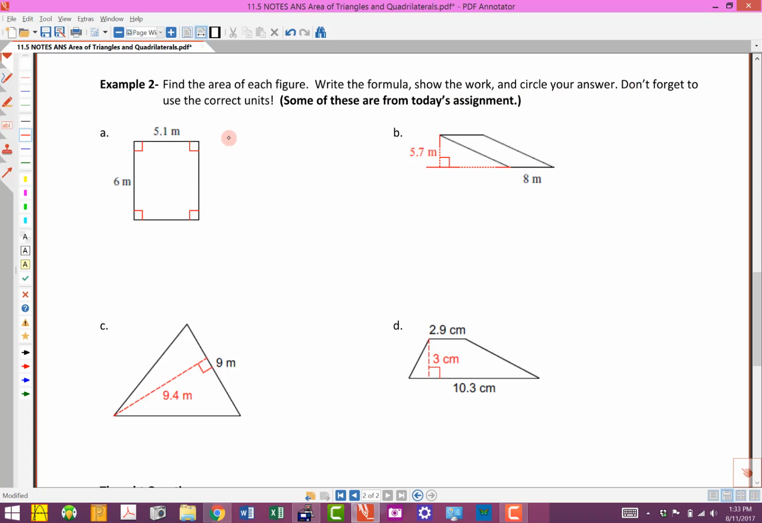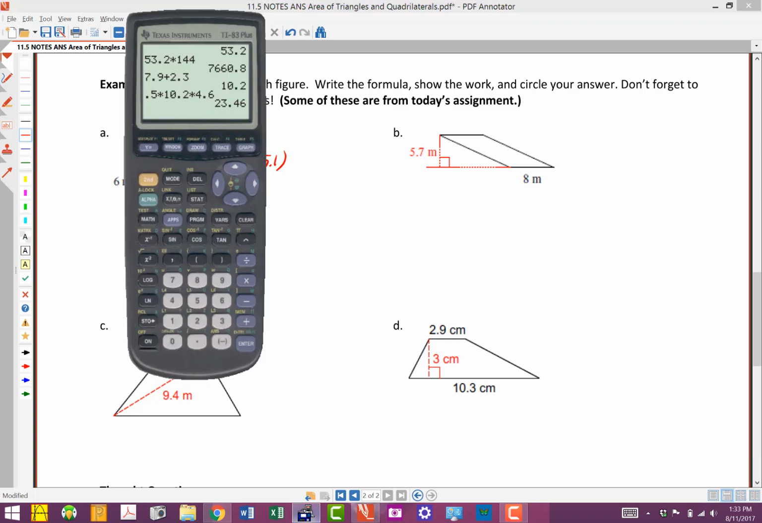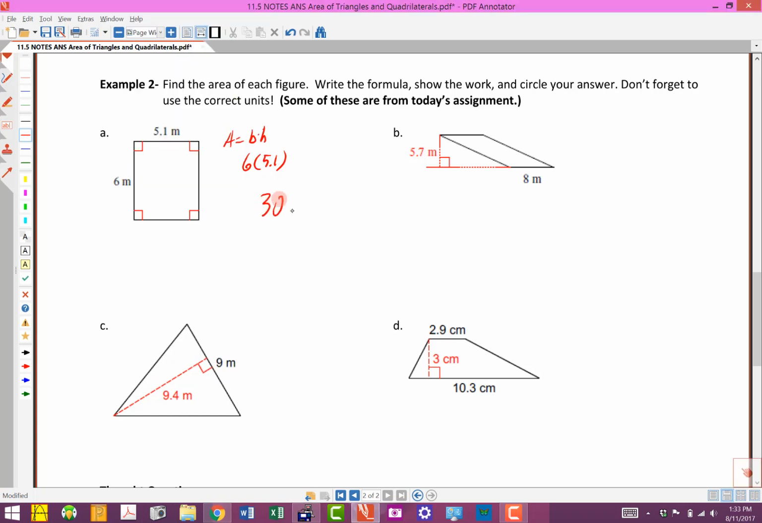So we'll notice this is a rectangle. We're going to do base times height. So we're going to do 6 times 5.1. And if we multiply the two of those together, we end up with 6 times 5.1. Now, if it were just 6 times 5, that would be 30. That 0.1 is going to give us an extra 0.6, so you'll notice that we get 30.6. So 30.6, and then the units, meters squared.